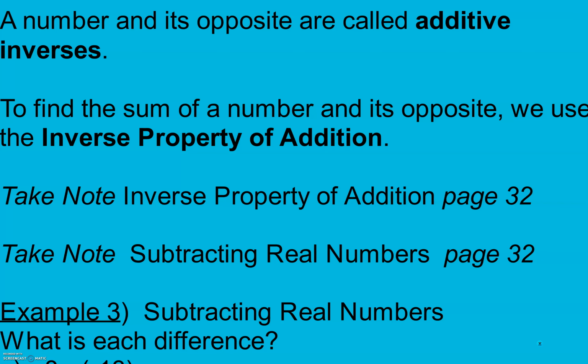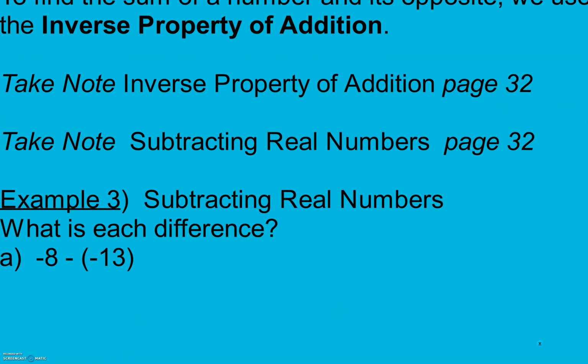So the first thing we're going to do is anytime we see subtraction, we're going to change it to adding the opposite of whatever follows. So instead of -8 minus -13, we're going to change it to adding the opposite. The opposite of -13 is +13. So I'm going to rewrite it as -8 plus 13. And now we treat it just like we did on the last slide.